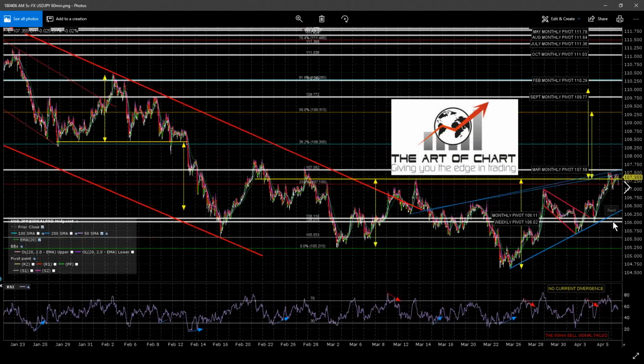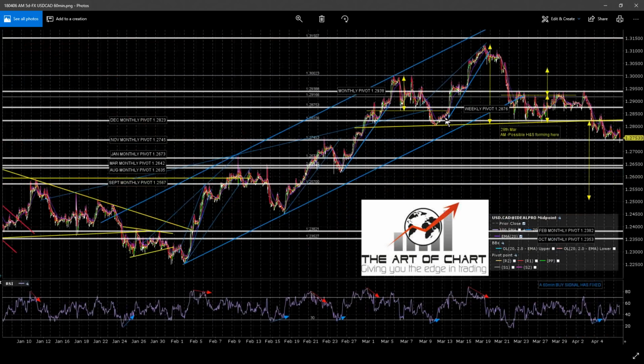If we were to break down, and really that would be a breakdown through this rising support trend line, currently in the 106.25 area, then we would very likely see a retest of this low, because that's where the Janus Bear flag target would be. So we shall see.